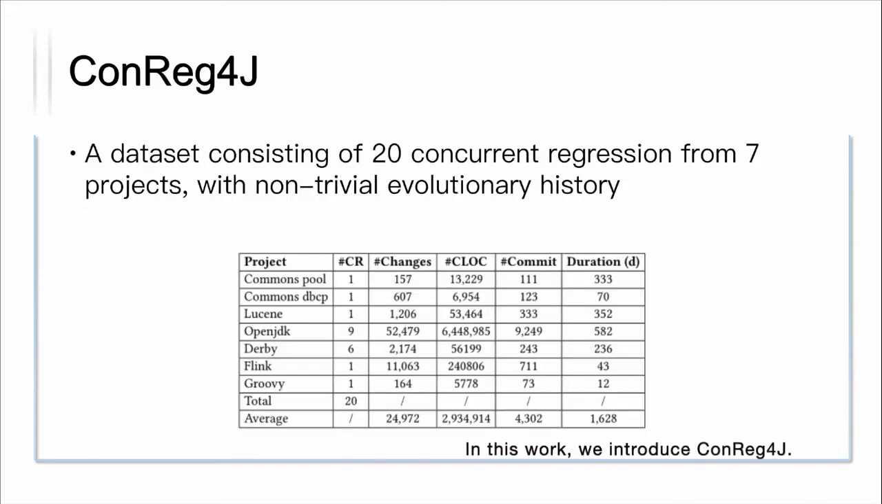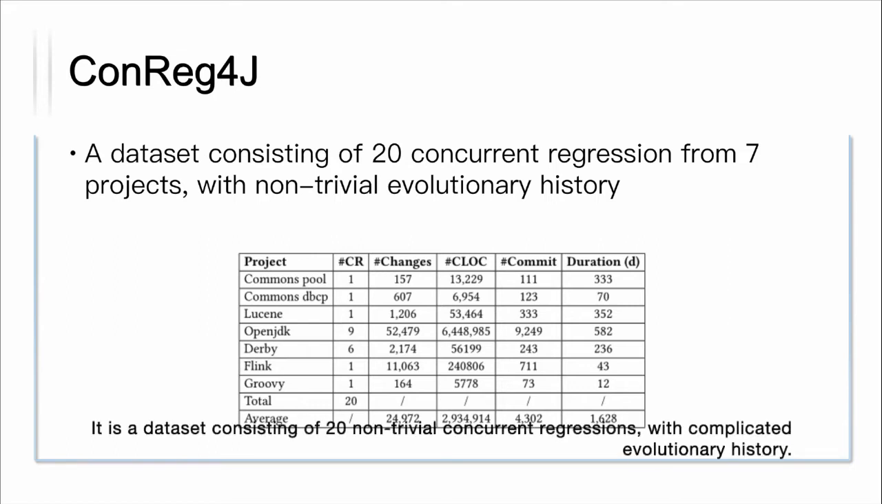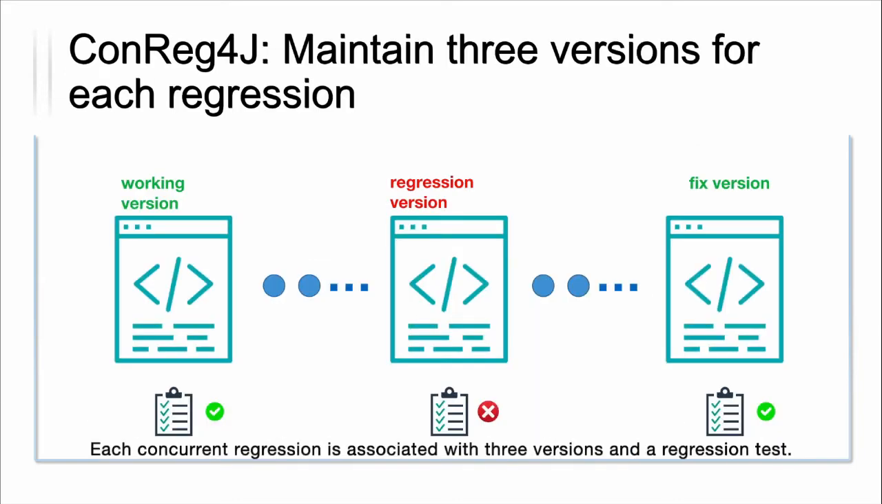In this work, we introduce ConRej4J. It is a database consisting of 20 non-trivial concurrent regressions with complicated evolutionary history. Each concurrent regression is associated with 3 versions and a regression test. The working version, where the regression test passed in the past. The regression version, where the regression test fails. And the fixed version, where tests pass after programmers fix the bug.